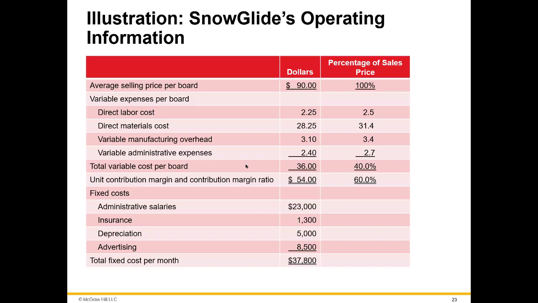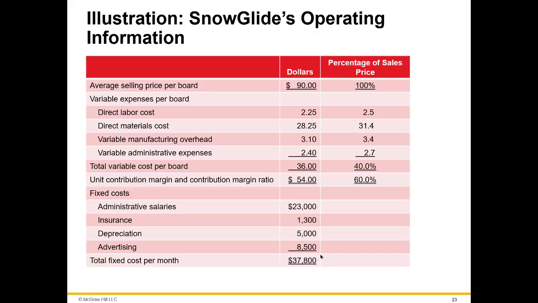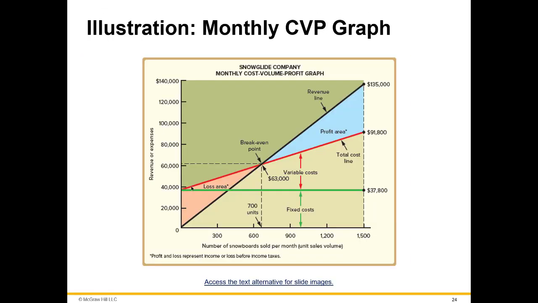So let's look at this and see how it might look on a graph. And so here is our, first of all, let's talk about our revenue line. Okay, if we sell no products, we have no revenue. And we're going to make $90 for each one. So if I take 150 multiplied by 90, I see this 135,000. Okay. The next one, let's look at this green line. All right. So this green line here is fixed cost, 37,800. So let's see if we can see that on the last slide. Here's 37,800. That's our fixed cost.